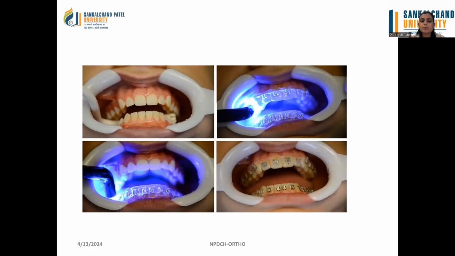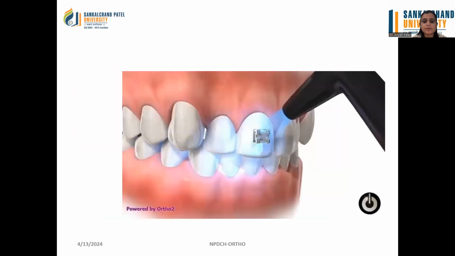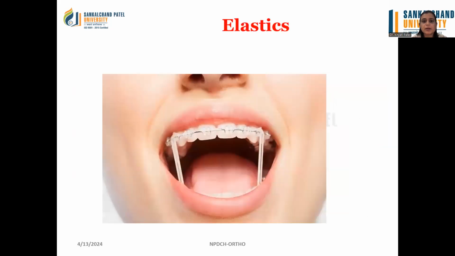Then we have to place the bracket in the proper position using a gauge and pliers. Then we have to fix them and cure them, and this is the way we bond the brackets sequentially. This is another figure showing the curing of the bracket. Now we come to the elastics.